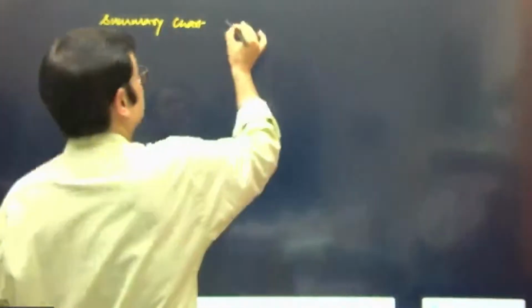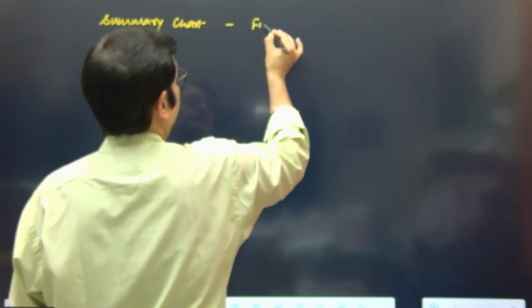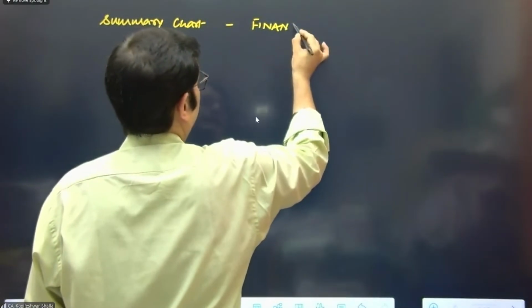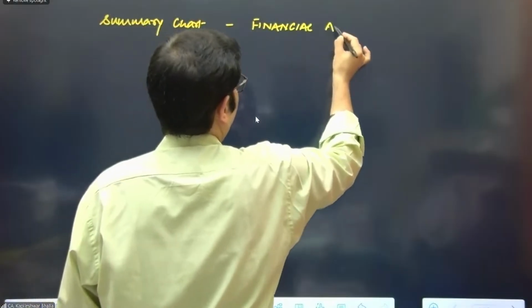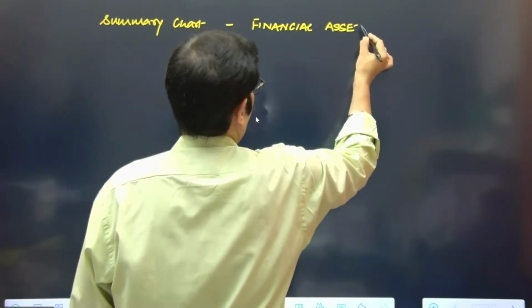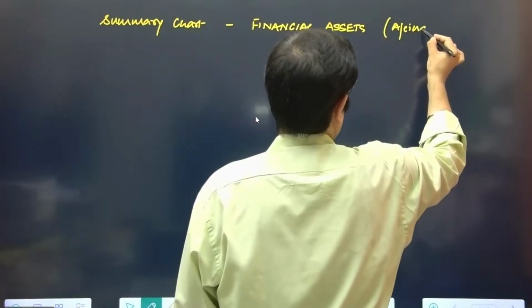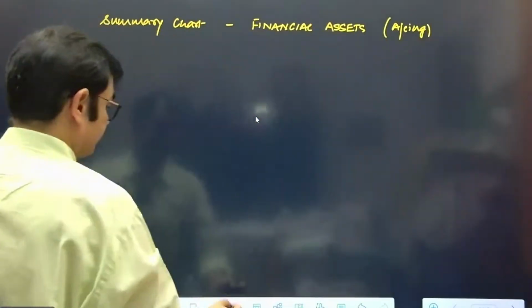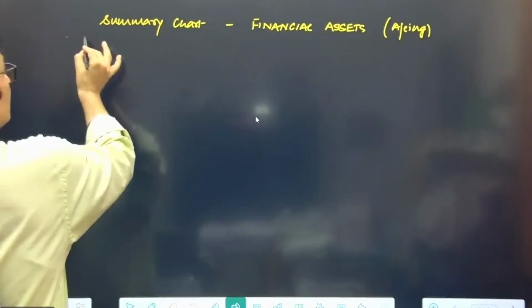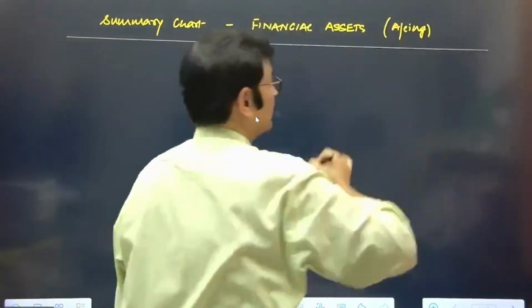And this summary chart is going to be considering the accounting of financial assets. So this is covering the accounting as far as financial assets are concerned. The initial and the subsequent measurement, all the aspects put together. Now, in this particular chart, what I'm going to do, I'm going to consider different categories of financial assets.